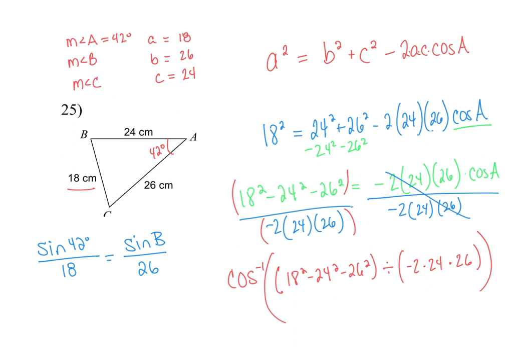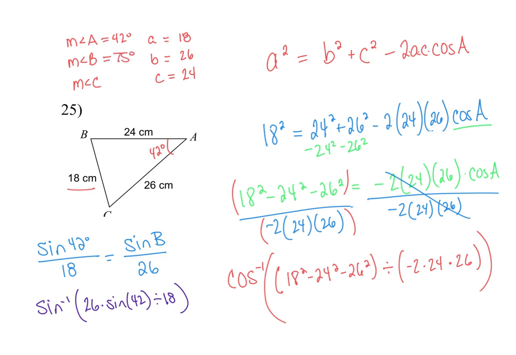Multiply both sides by 26, but what function in my calculator am I going to use since I'm solving for the angle? The inverse, the arc sine there. So I'm going to say inverse sine. I multiply that 26 over, so 26 times the sine of 42 divided by 18. What is angle B? What is angle B? B is 75.